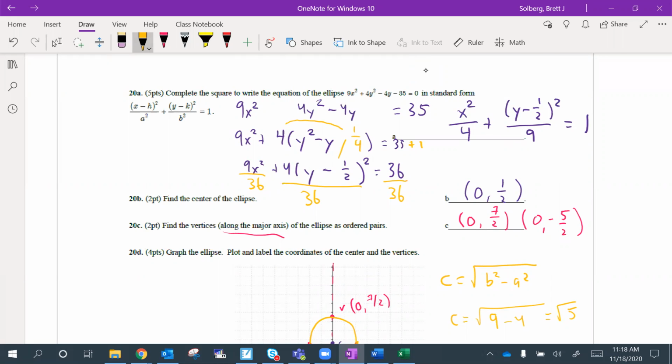But if we looked at a different one and x was bigger, then the major axis would be parallel to the x-axis because it opens up more in the x direction. So good, thanks for asking a question. Any other questions before we go on to a hyperbola?